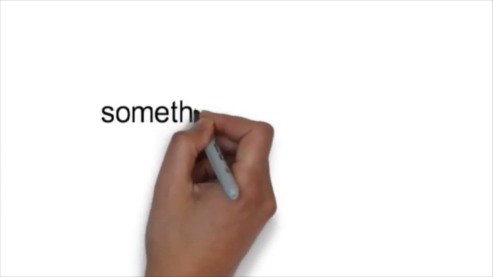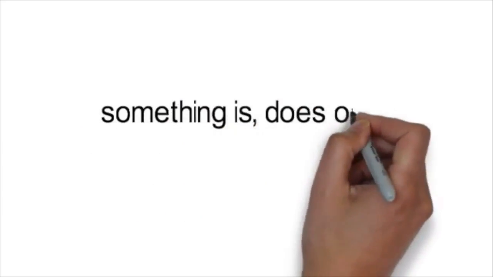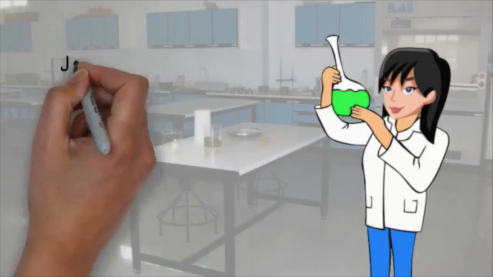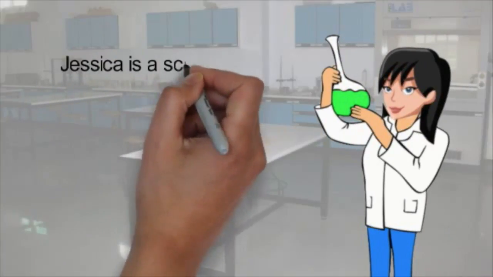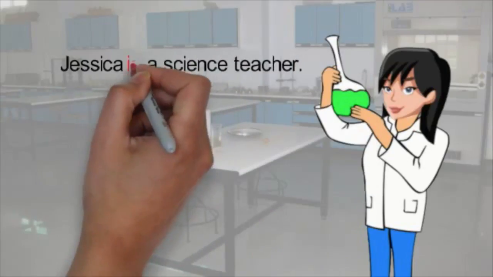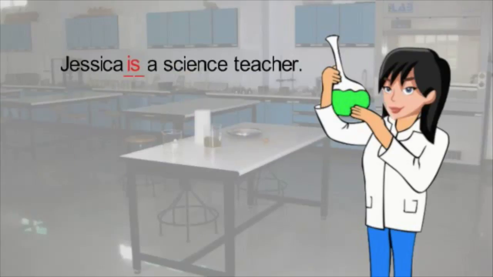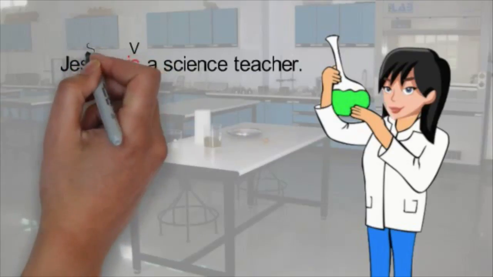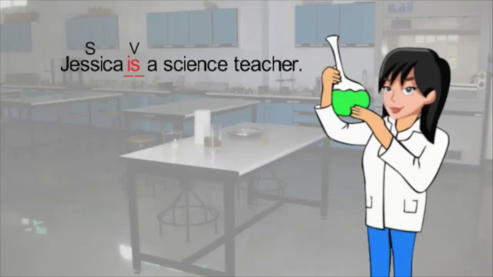A verb tells us what is, does, or has. An example of a verb in a sentence is, Jessica is a science teacher. In this sentence, is the verb. Jessica is the subject. Remember, each sentence includes a subject and a verb.